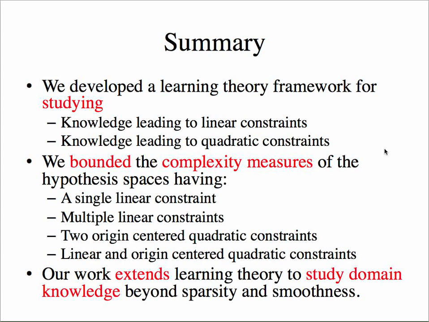In summary, we developed a learning theory framework for studying knowledge leading to linear constraints, and knowledge leading to quadratic constraints. We bounded the complexity measures of the hypothesis space in hypothesis spaces involving a single linear constraint, multiple linear constraints, two origin-centered quadratic constraints, and linear and origin-centered quadratic constraints. Our work extends learning theory to study domain knowledge beyond sparsity and smoothness. Thank you.